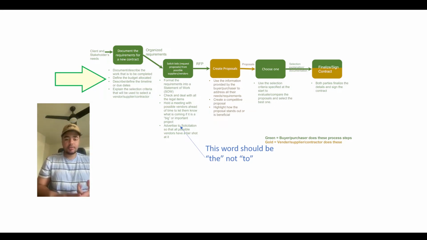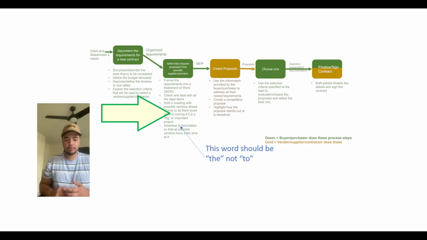So make sure the dates all line up, make sure it's just within their criteria. And then you're gonna wanna explain how you're going to be selecting a vendor. You don't wanna just choose any old vendor. You're gonna wanna explain like what your criteria is to get these vendors. And then you're gonna want to request some proposals from maybe some possible suppliers or vendors that you reach out to.